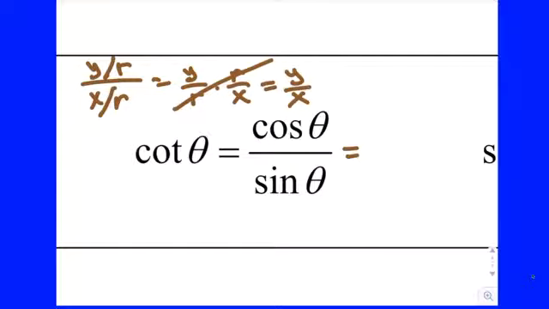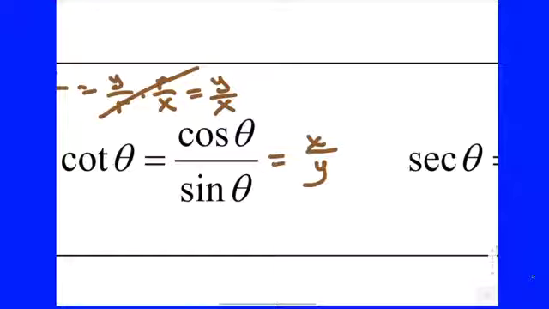Well, what's the definition of cotangent in terms of x, y, and r? X over y. And if the radius is not 1, if we happen to be not on the unit circle, again, the radius divides out very similarly to what's above. So there you go. That's how you find tangent and cotangent from the unit circle. Tangent's y over x, cotangent's x over y.